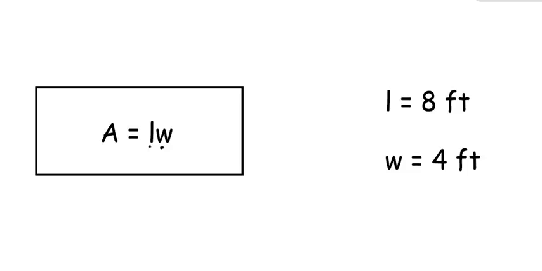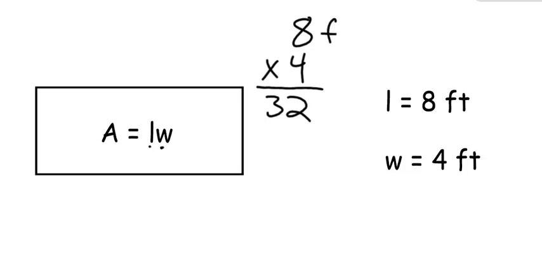To solve this, you understand that when two variables are next to each other, two letters next to each other, that means you multiply. So we're going to take 8 and multiply by 4 and get an answer of 32, just like we're taking the feet and multiplying by feet. So feet times feet equals feet squared, and we get an area of 32 feet squared. So being able to use that formula is not difficult.